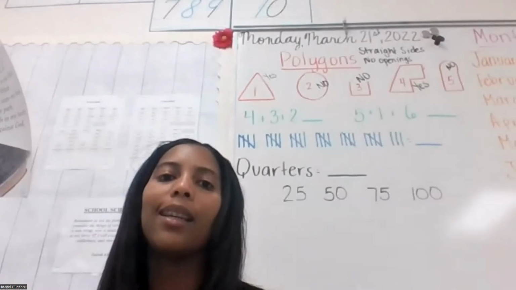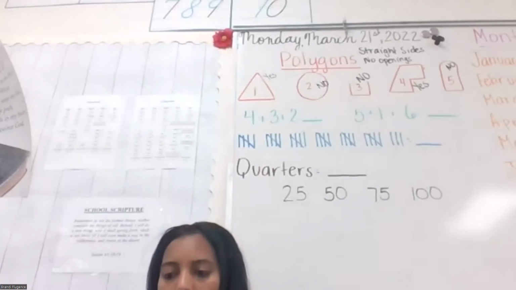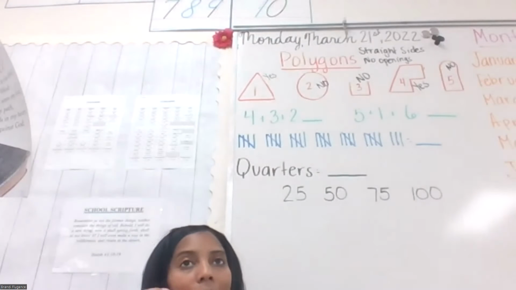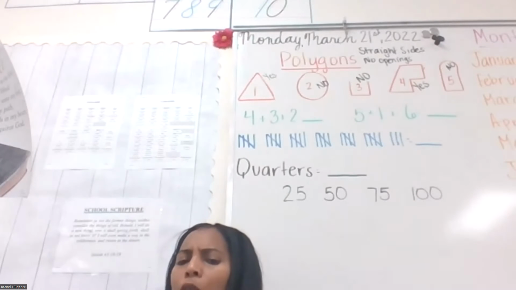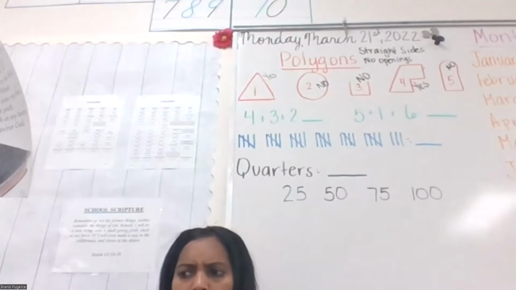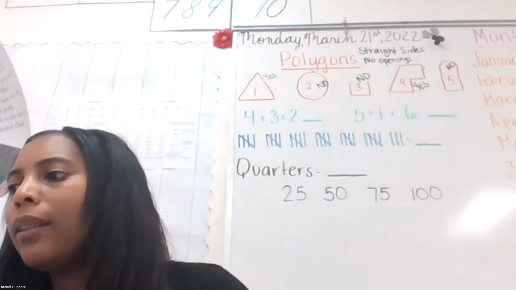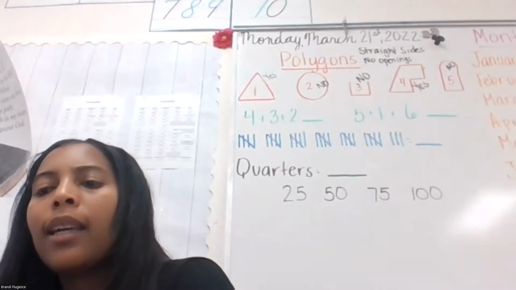C, let's look at C. Count the sides on C. 1, 2, 3, 4, 5. So it has 5 sides, but look at it. Does it have straight sides? Yes. Does it have any openings? Yes. So can this be a polygon? No. X it out. It cannot be a polygon.